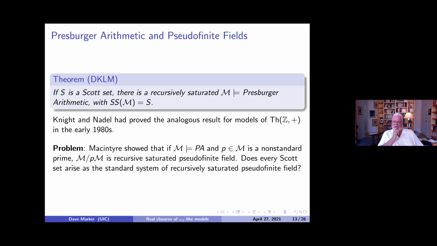Suppose I start with a model of PA and I take a non-standard prime. Paolo was talking about these constructions a few weeks ago in the seminar. If I mod out by the non-standard prime, you get a recursively saturated pseudo-finite field, an infinite model of the theory of finite fields. And up to elementary equivalence, any pseudo-finite field of characteristic 0 can arise this way. So the question is, does every Scott set arise as the standard system of a recursively saturated pseudo-finite field?